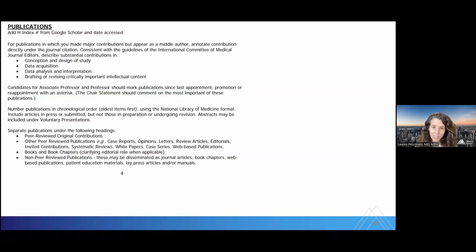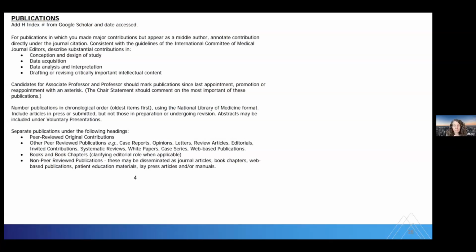And in addition, you want to make sure of two other things. If you are in the middle author area, you want to just briefly mention what you did during the writing of that paper to contribute substantially to that paper. It could be a very brief, 1 or 2 lines. And then also anyone who's going up for associate professor or professor should mark any publication since last promotion with an asterisk.